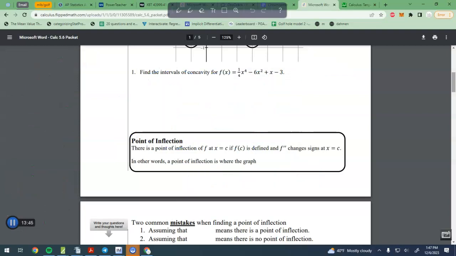Look at the note box there. A point of inflection is where the graph changes concavity.